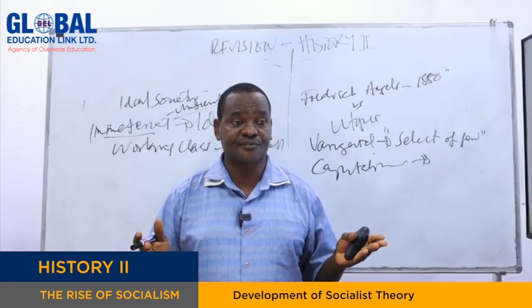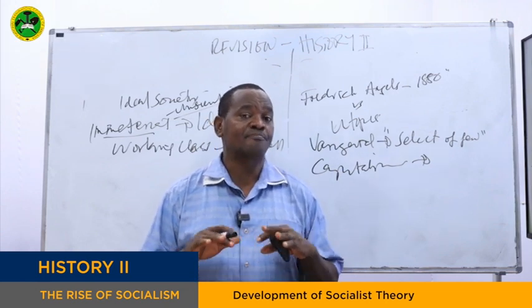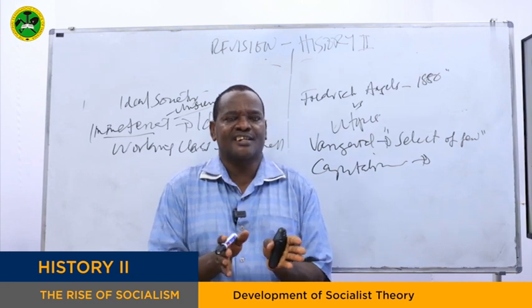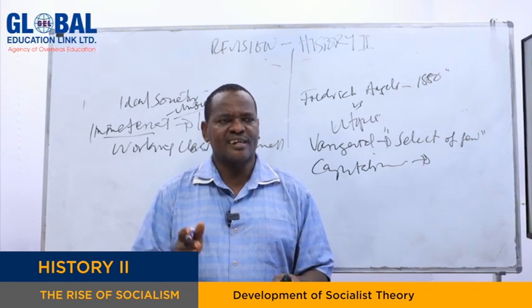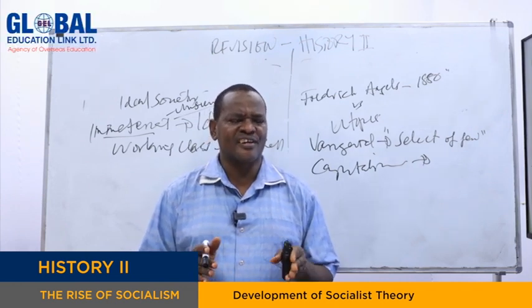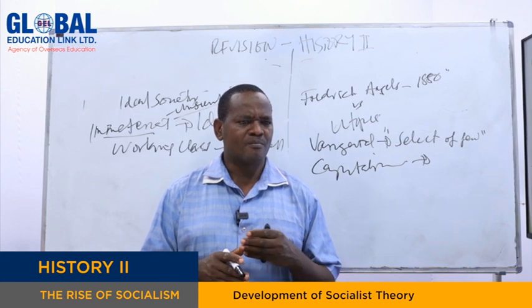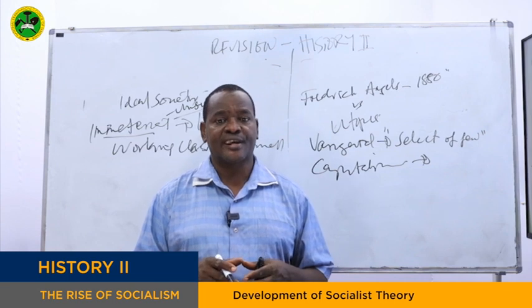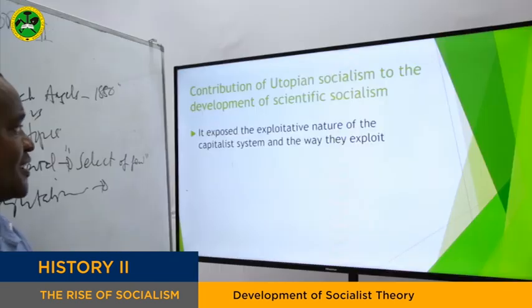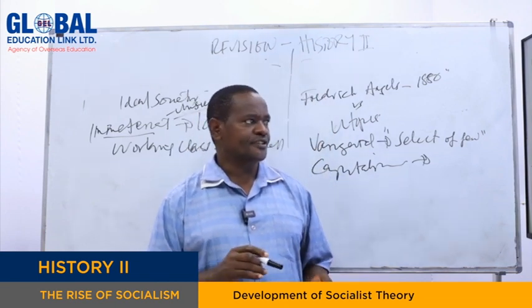So when scientific socialism came, it started from where utopian socialism had ended, because they had already exposed all ways of exploitation, including low wages, long working hours, poor working conditions, water and air pollution, several other things, and dispossession of people's wealth. Very few people owned a lot of wealth, while other people owned nothing. All those things were already exposed by the utopian socialists. And so when the scientific socialists came, it was easy for them to identify those areas in which the capitalist system was exploiting the poor.